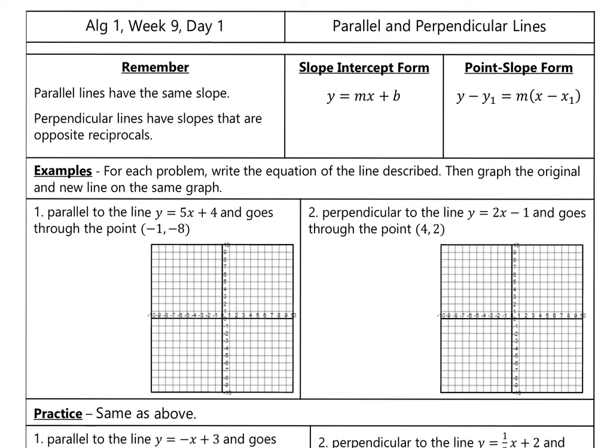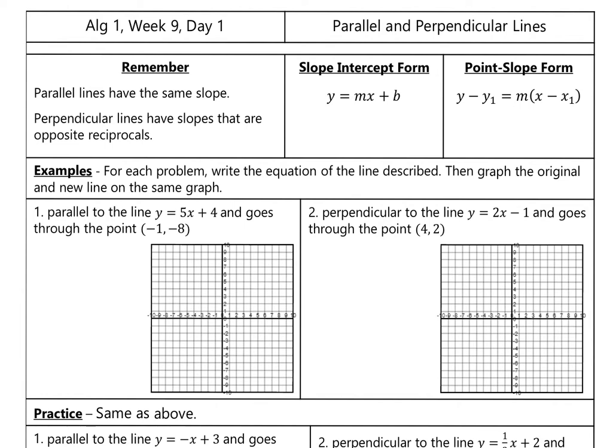We are going to talk some more about parallel and perpendicular lines. Last time you may remember that we talked about parallel lines have the same slope, because in order for two lines to never meet, they have to be going up and over at the same exact rate. And we talked about perpendicular lines, which have slopes that are opposite reciprocals.